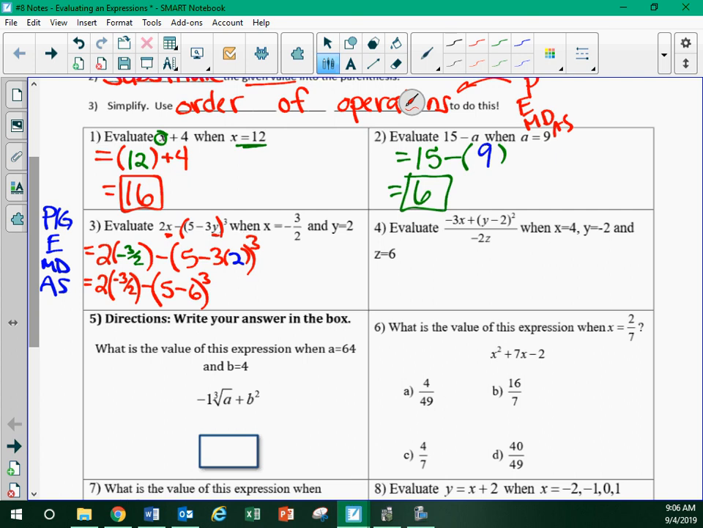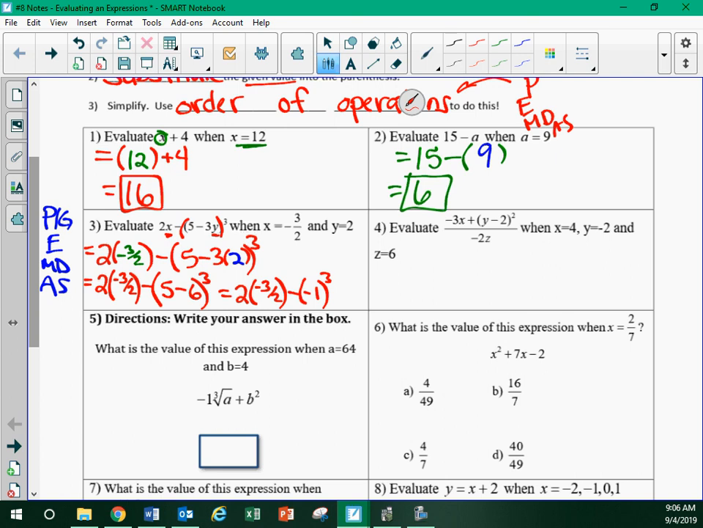Okay, we still have to simplify inside of our parentheses. What is 5 minus 6? Negative 1. Okay, so I'm just going to put an equal sign here. So 2 times negative 3 halves minus, and that's negative 1 cubed.